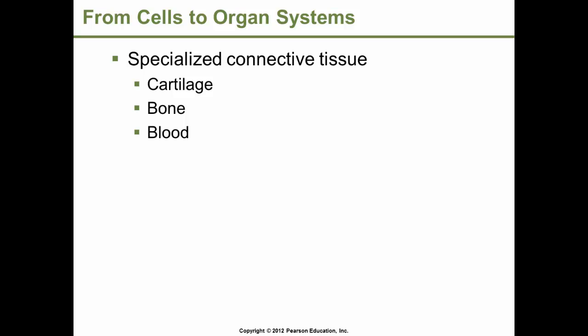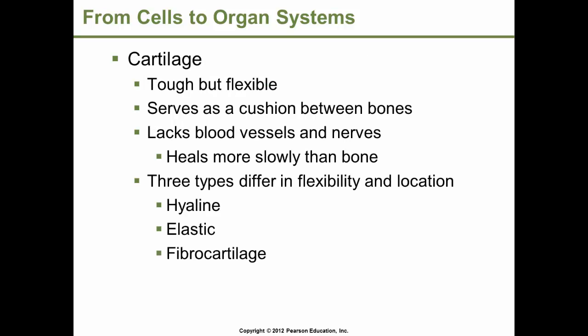Specialized connective tissue includes cartilage, bone, and blood. Cartilage is tough, yet flexible, and serves as a cushion between bones, as well as helping to maintain the structure of body parts, such as the ear and the nose. Cartilage lacks blood vessels and nerves, thus it heals more slowly than bone. Three types differ in their flexibility and location. The three types are hyaline, elastic, and fibrocartilage.